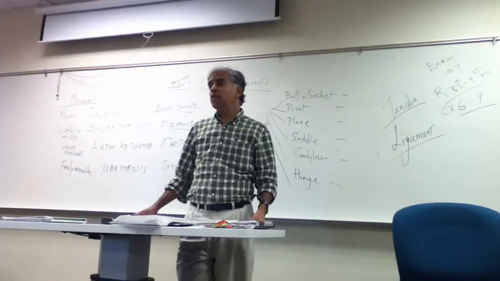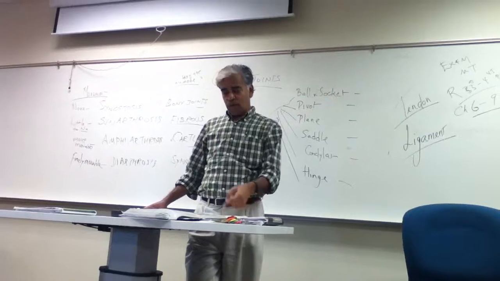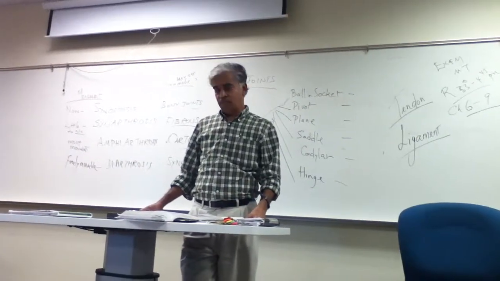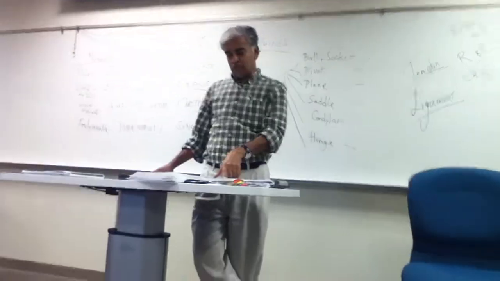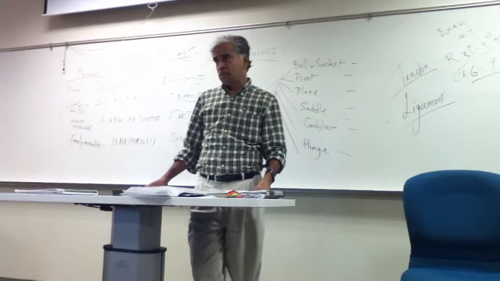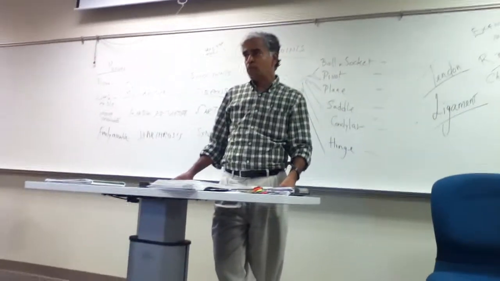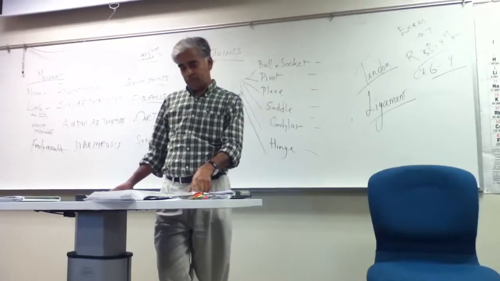So if you see, you can even think of your atlas axis, the same thing. So here you have the radius and ulna. The head of the radius moves around the fossa in the olecranon process. That's your pivot joint, a radio-ulnar joint.